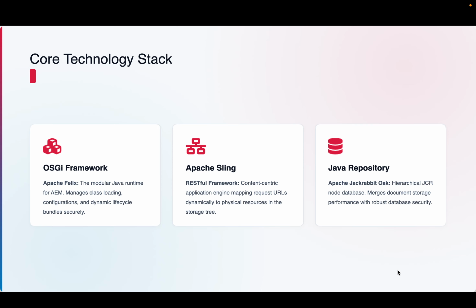To build effectively in AEM, you have to understand what is happening under the hood. The traditional AEM stack relies on a unique, highly optimized three-tier architecture: the JCR, Apache Sling, and OSGi. Let's start at the very bottom. JCR, the Java Content Repository, is specifically implemented via Apache Oak. Unlike traditional relational databases like MySQL or PostgreSQL that use rows and columns, AEM stores everything, code, content, configuration, and digital assets, in a hierarchical tree structure of nodes and properties.